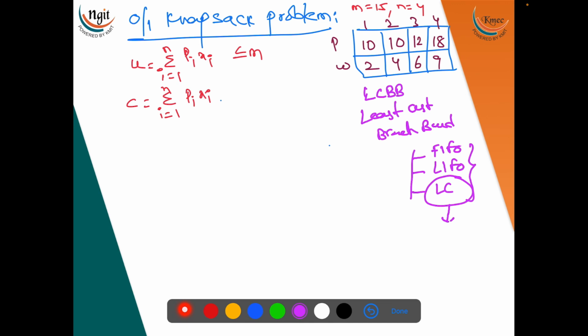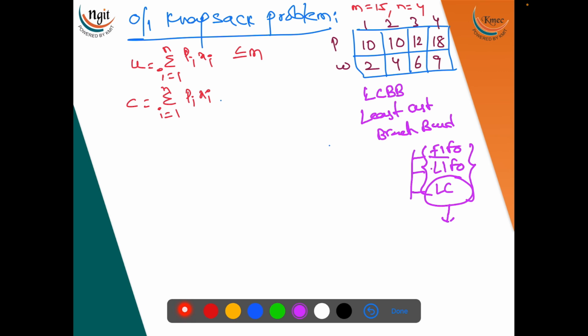If you have a question in the examination to take FIFO and solve the 0/1 knapsack problem, yes, you can do it. If you have a question with LIFO, that also you can do. That is the reason that in the previous video on branch and bound, we took one problem and solved it with these 3 techniques. So you can follow those algorithm techniques and apply them over here to find the solution.